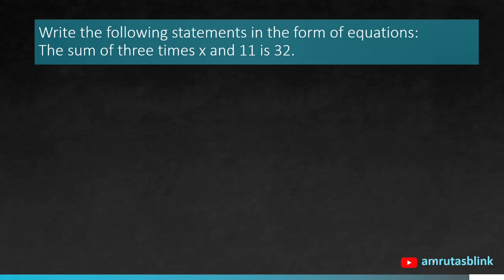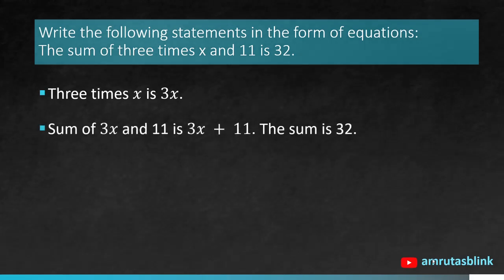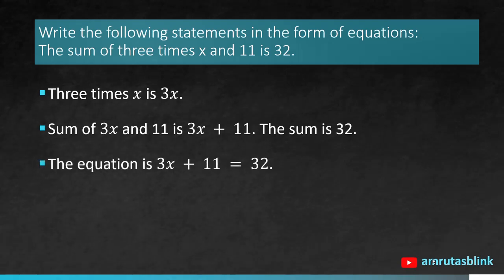We have already studied the BODMAS rule. So initially we perform multiplication and division, and then addition and subtraction. So 3 times of x is nothing but 3 into x. Now the sum of 3 times x and 11 will be 3x plus 11, and this value is given as 32. So our equation will be 3x plus 11 is equal to 32, and this is our final answer.